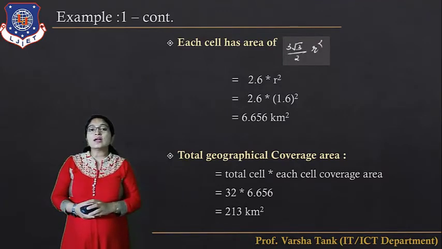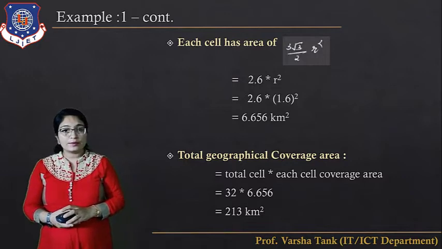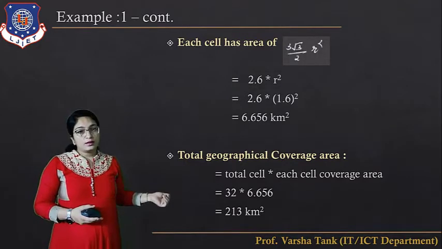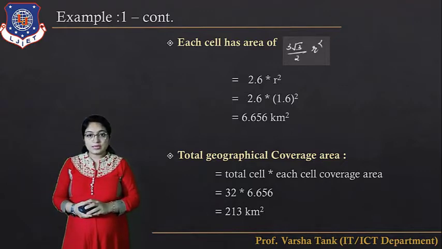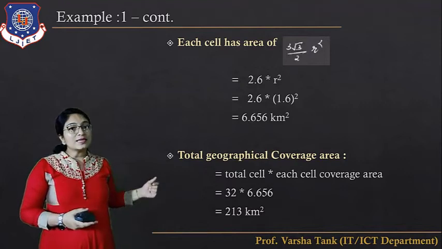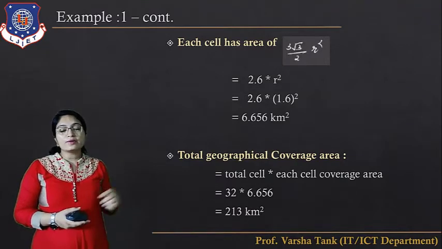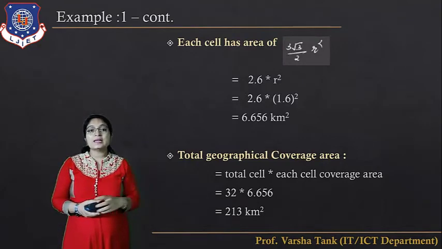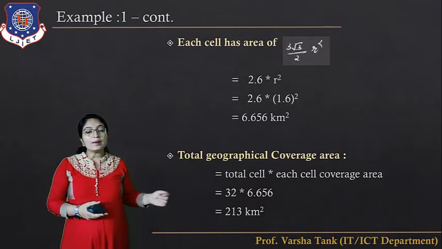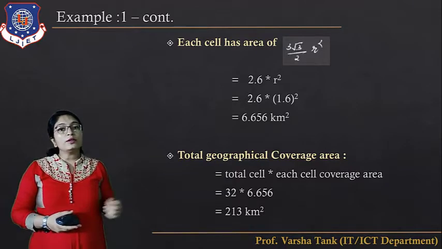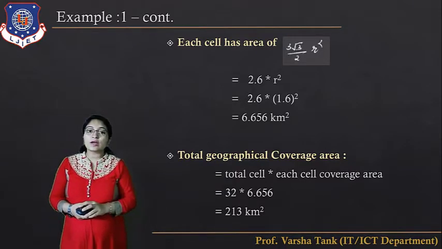Now how can we define the total geographical coverage area? We can define it as the total number of cells multiplied by each cell's coverage area. The total number of cells is given, that is 32. Each cell coverage area is 6.65 kilometer square, as we defined here. When you multiply, you will get the answer 213 kilometer square. So this 213 kilometer square is the total geographical area.